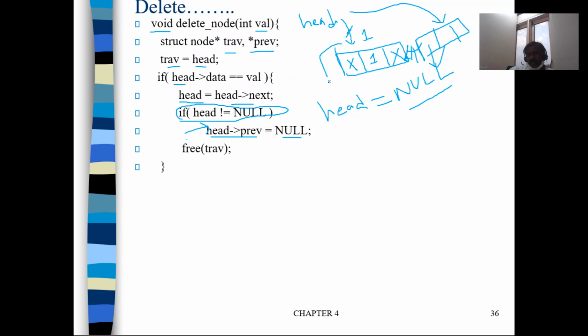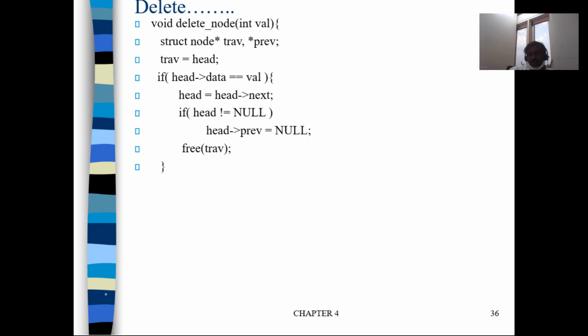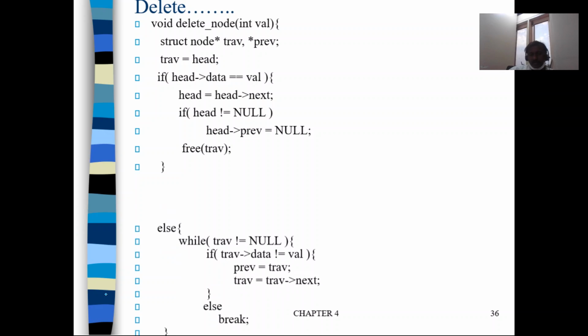Okay, and now the previous first node is also getting pointed by traverse. So what do we say? Free of traverse. We free up the space. Okay, so this is the logic for deleting if the node is the first node.